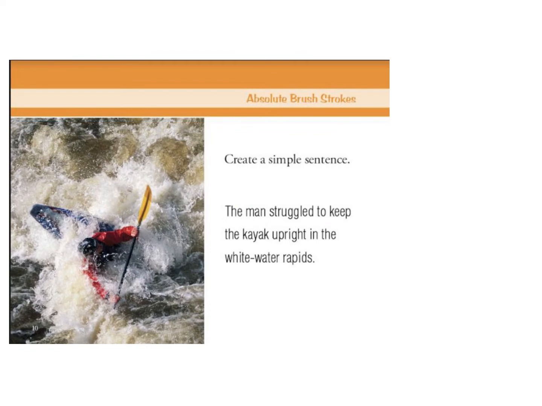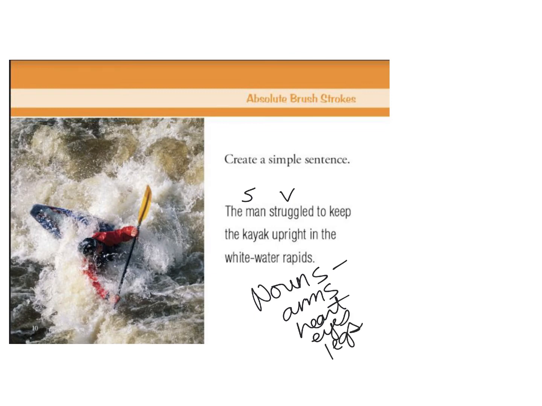So now we've got this guy, right? The man struggled to keep the kayak upright in the whitewater rapids. So we've got the man as our subject, and he's struggling to keep the kayak upright. So I look at him and I see he's got arms. He's probably breathing heavy. I'm thinking his head is full of water. I'm thinking his legs might be cramping. His heart might be thumping. So I'm thinking of all those nouns that I can use, right? So arms, heart, eyes, legs, like things that are happening.